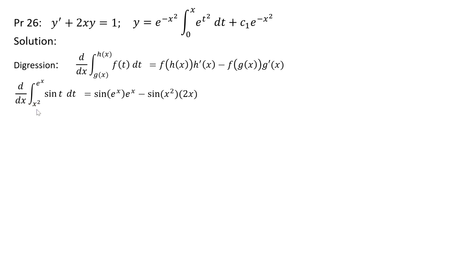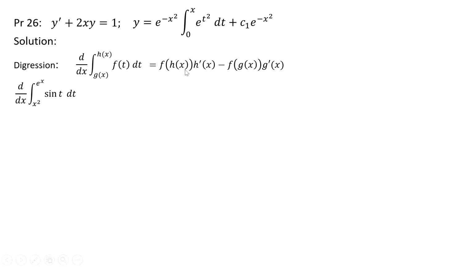If f of t is sine t, then f of 7 is sine 7, f of p is sine p, and f of h of x is sine of h of x. What is h of x? e to the x. What is f of h of x? Sine of e to the x.